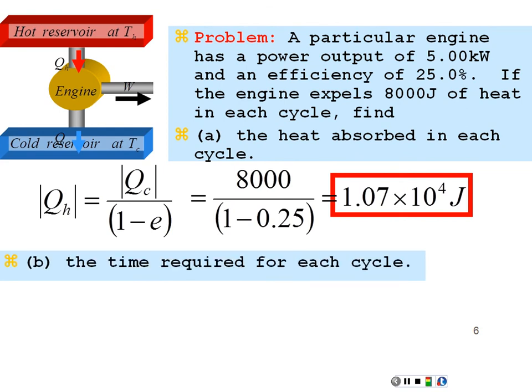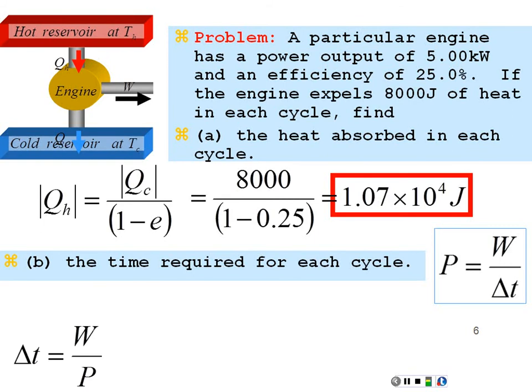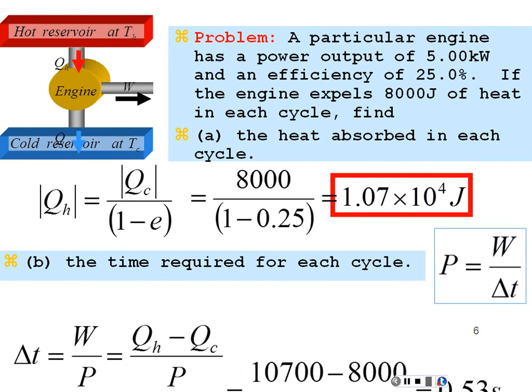Well, we know if we have power, we're doing work per time. So by definition, power is work per time. So time would be equal to work divided by power. And if we're putting out 5 kilowatts, a watt is a joule per second, we would have that our time is our work, which is our heat input minus our heat output, or what we take in from the hot reservoir minus what we expel to the cold reservoir. That's our work divided by the power in terms of joules per second.